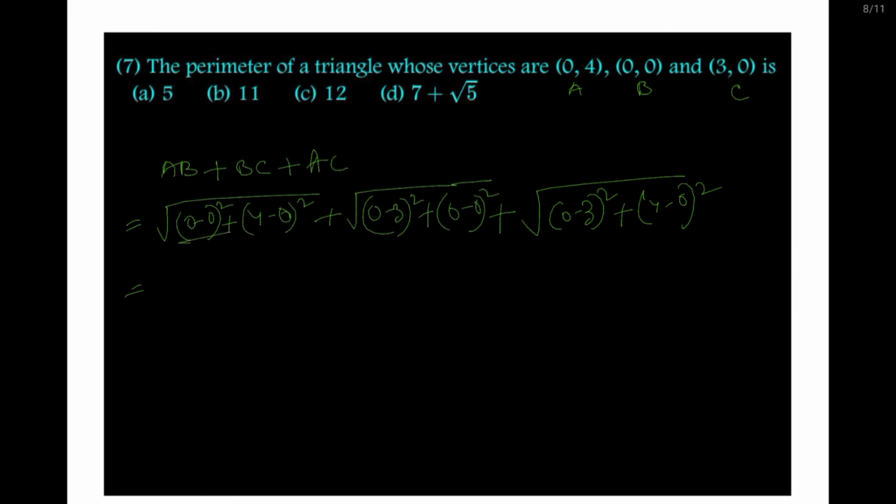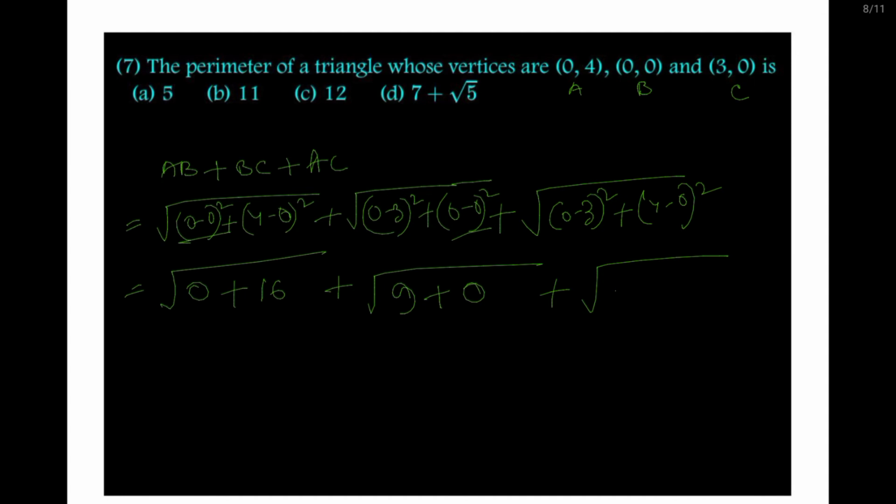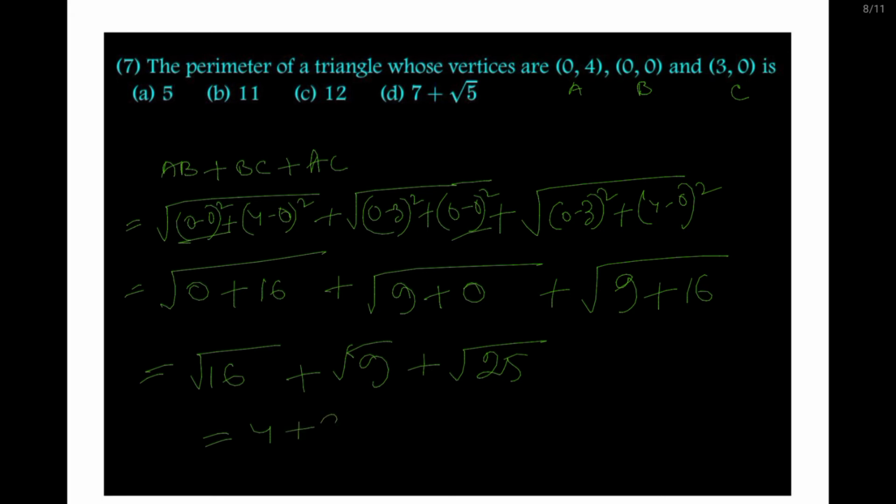So 0 minus 0 whole square will be 0, plus 4 minus 0 whole square, that is 4 square is 16. Plus 0 minus 3 will be minus 3, and minus 3 square will be 9, plus 0 minus 3 will be minus 3, square will be 9, plus 4 minus 0 will be 4 and 4 square will be 16. So we can get them as square root of 16 plus square root of 9 plus square root of 25, and we can get them as 4 plus 3 plus 5, and 4 plus 3 plus 5 will be 12.